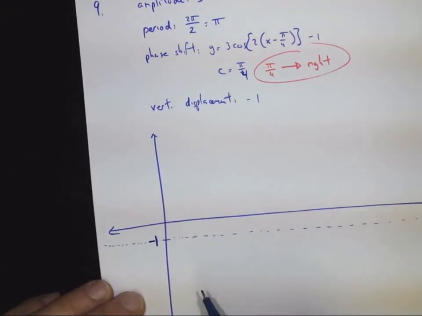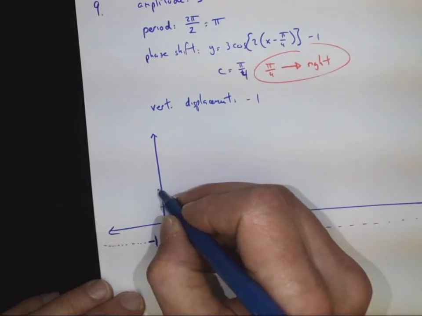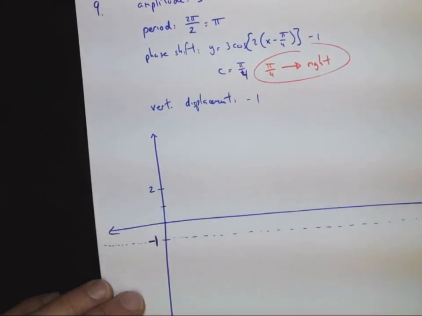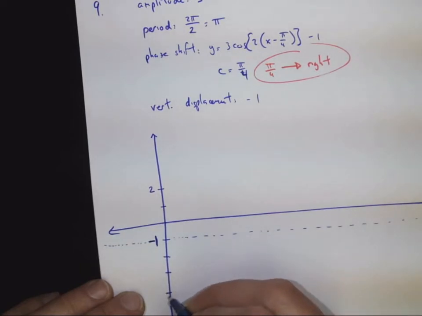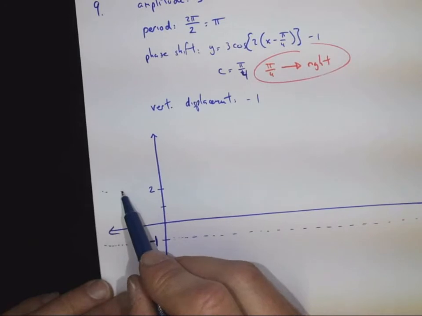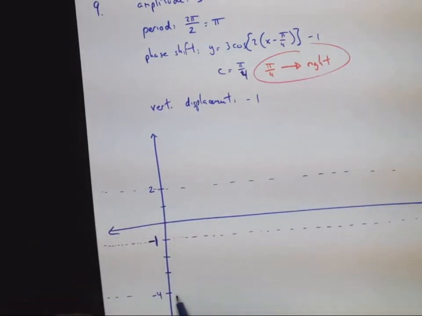And I know my amplitude is 3, so I know I'm going to go as high as 1, 2, 3 units up, so that's going to be my maximum height. I'm going to go as low as 1, 2, 3 units down, so it's going to be my minimum height. And so I know I'm going to oscillate between these maximum and minimum values. And so that helps me localize, organize myself.